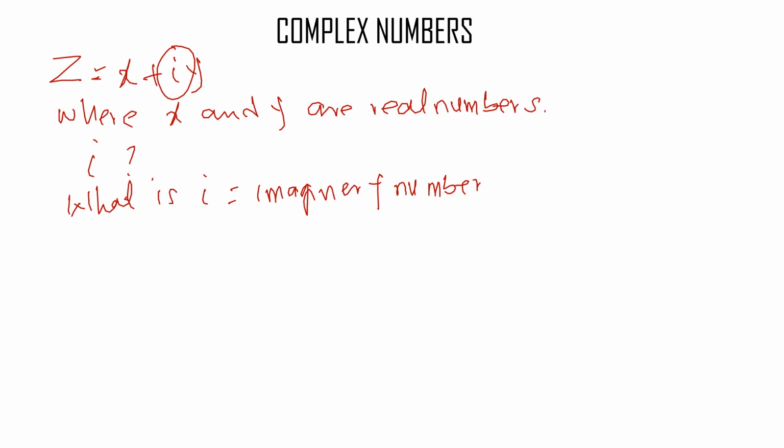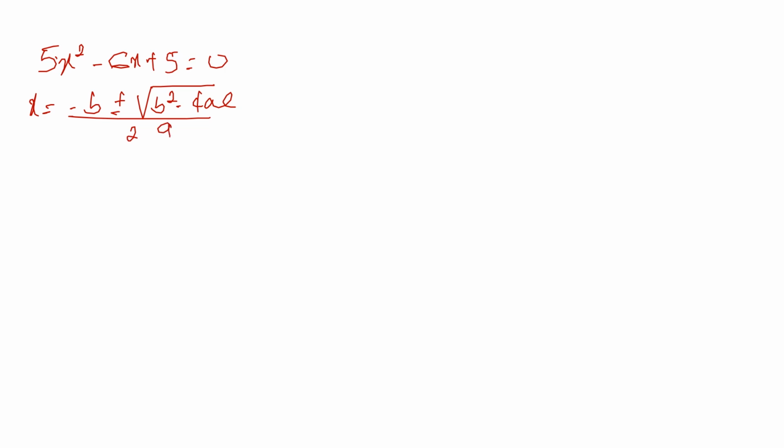Now let's look at how this thing actually came into place. Let's say, for example, you have to solve a quadratic equation: 5x squared minus 6x plus 5 equals 0. There are different methods you can use in solving this equation. Let's use the formula method, where x is equal to minus b plus or minus square root of b squared minus 4ac, divided by 2a.